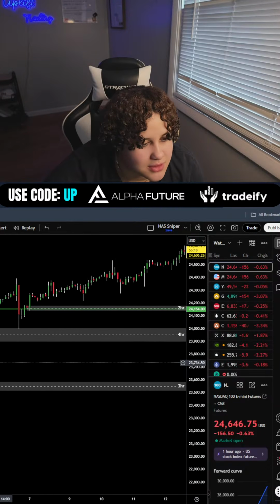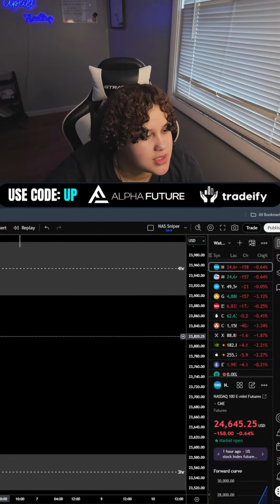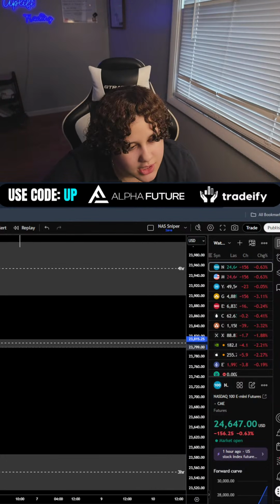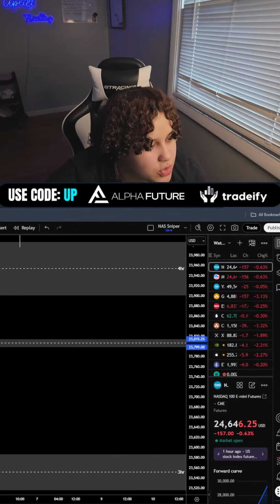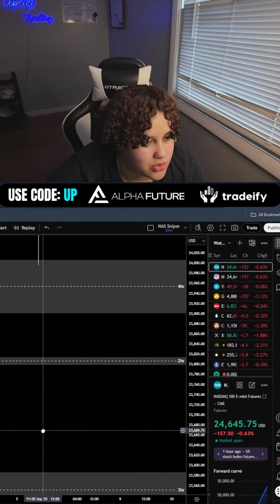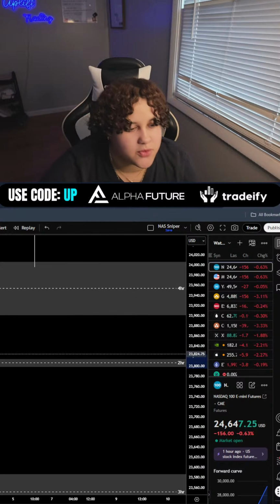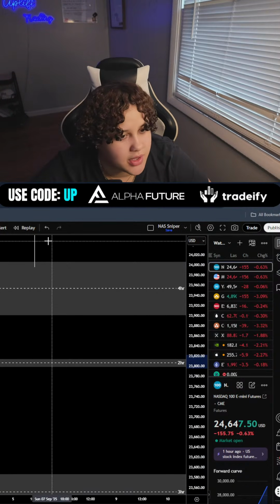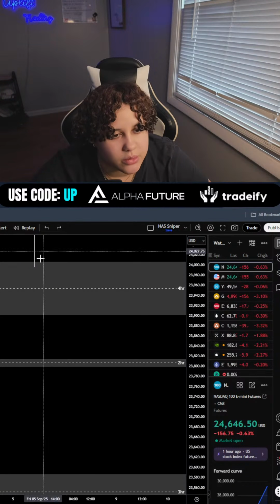Okay, let's see if there are more zones. Oh, I like this 2-hour demand zone here. This could also be a good zone to target if I do take shorts. We've also bounced off of it before, just like with this zone up here, which is a good sign.